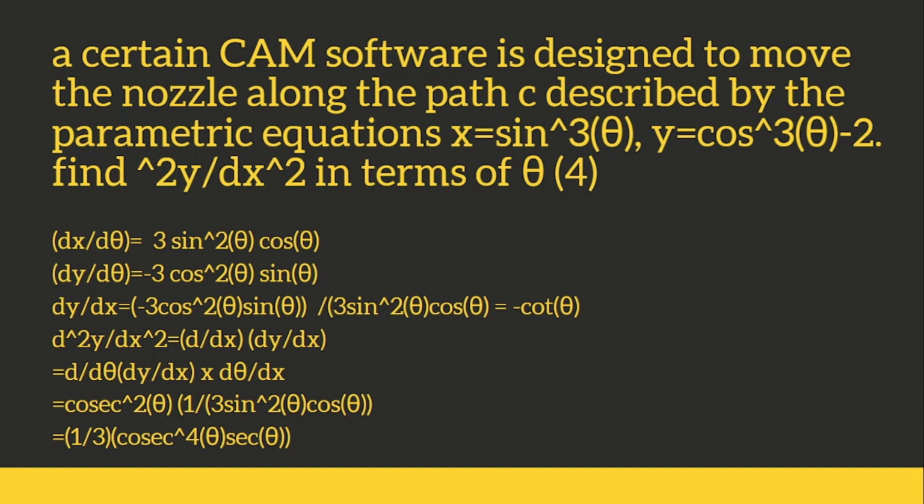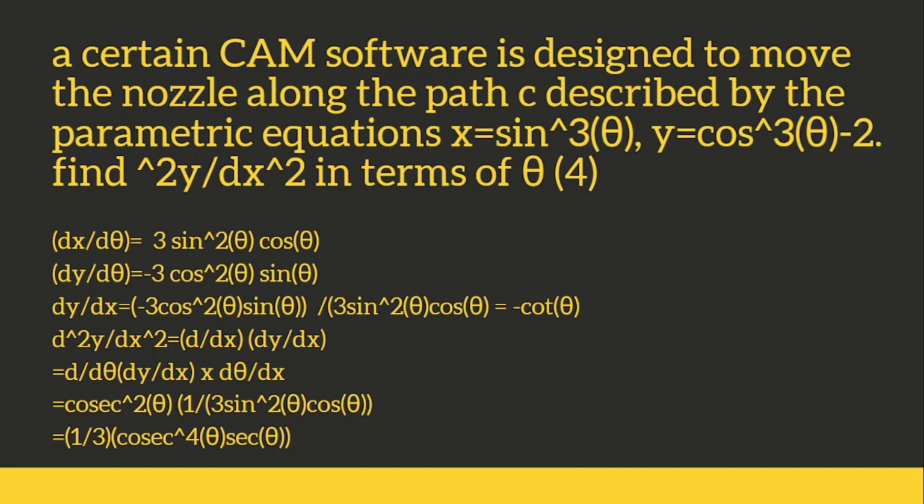Then dy over d theta is just minus 3 cosine squared theta sine theta. We bring down the cube power, so the 3 down, minus the power by 1. Then we differentiate the inside, which in this case is a cosine theta and a minus sine theta for x and y respectively. Then to get dy/dx, we just take our dy over d theta divided by dx over d theta. So we put it there, and then it will simplify to minus cotangent theta.